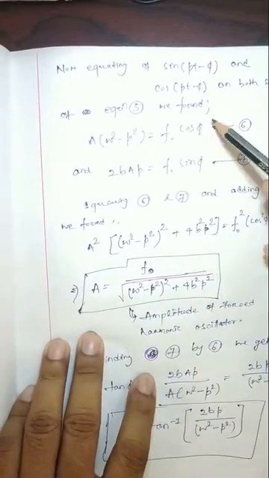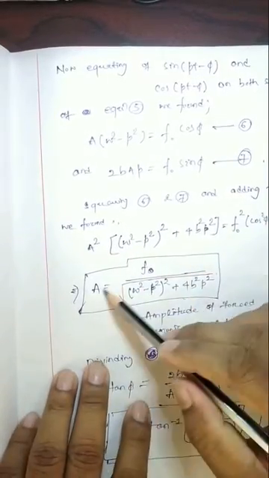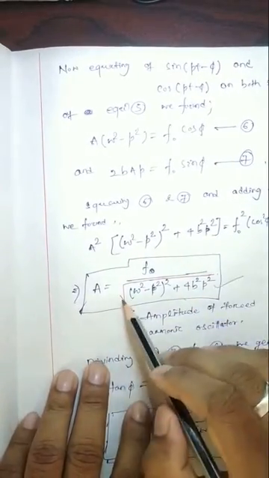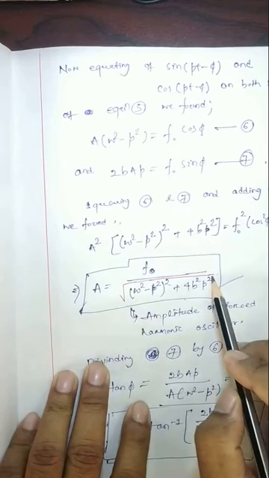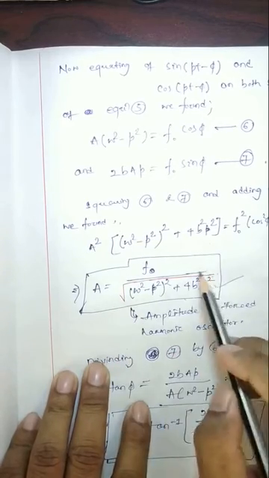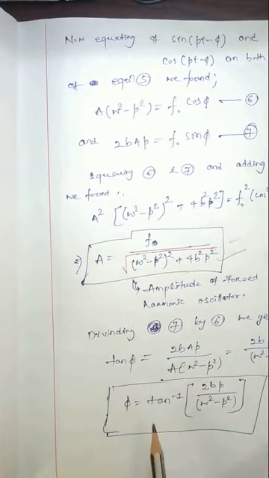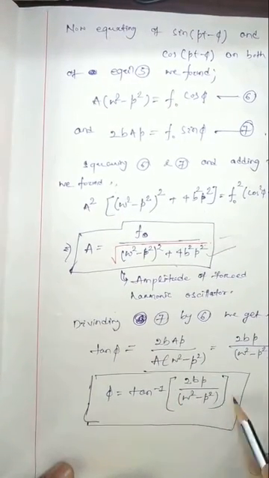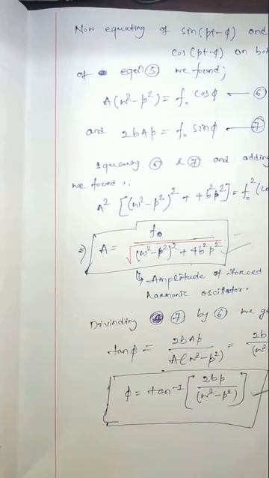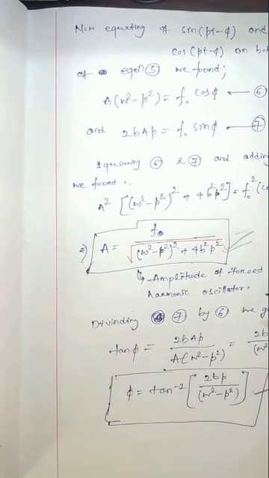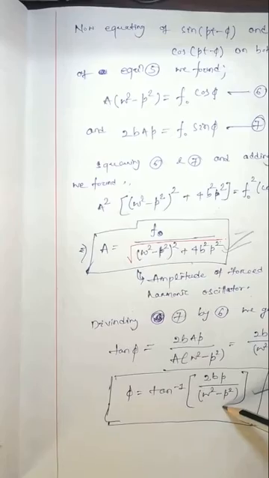So squaring equation numbers 6 and 7, we can find A is equal to f0 over this one. That day I told you that I mistakenly forgot that you have to put the root over it. So for φ, dividing equation number 7 by 6, we can find φ is equal to tan inverse of 2bp over (ω² − p²). So this is the amplitude of the forced harmonic oscillator, and this is the phase. Okay.